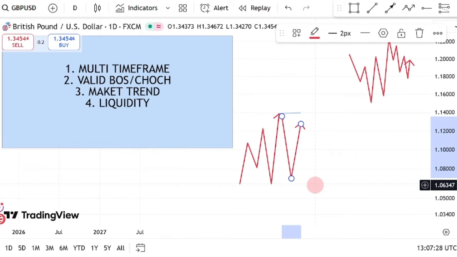So now let's get down to the real chart example, where I'll be breaking this down from the daily, 4 hours, down to an entry confirmation, so that next time you're in the market you understand how to identify your directional bias and trade in accordance with the market trend.